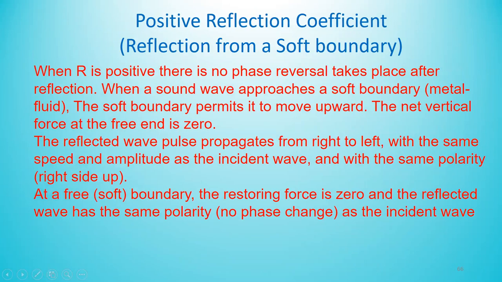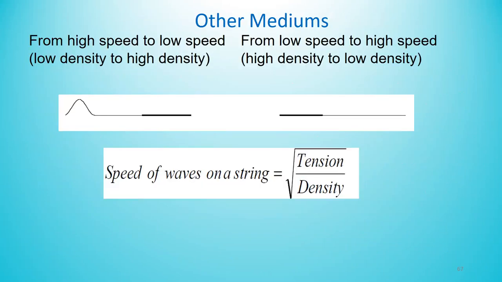When R is positive, no phase reversal takes place after reflection. When a sound wave approaches a soft boundary, the soft boundary permits it to move upward. The net vertical force at the free end is zero. The reflected wave pulse propagates from right to left with the same speed and amplitude as the incident wave and with the same polarity, right side up. At the free soft boundary, the restoring force is zero and the reflected wave has the same polarity, no phase change as the incident wave. So from high speed to low speed, low density to high density, low speed to high speed.